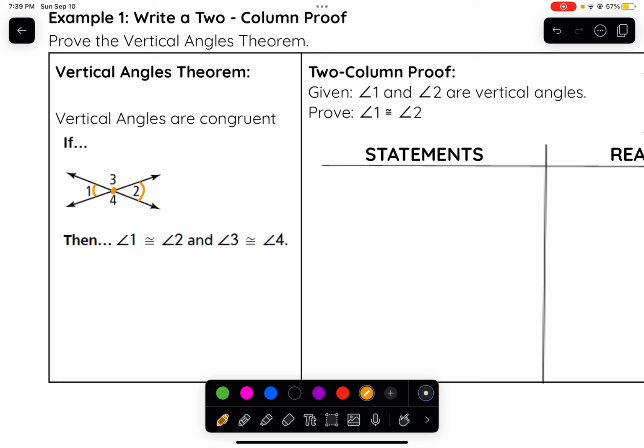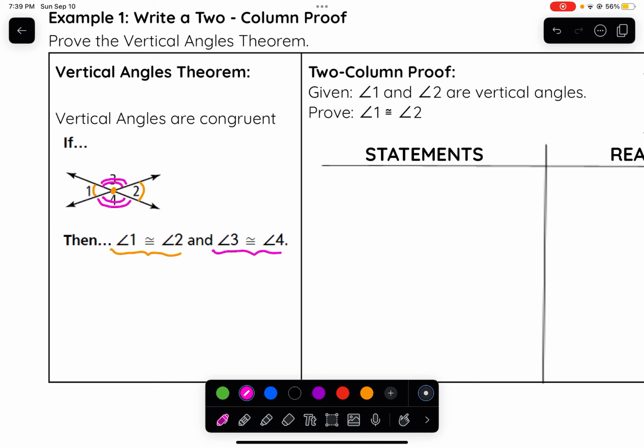Now I put little orange swoopies. That's not the real name for them. I have no idea what it is. I made up that name. So that swoopy says that angle 1 and angle 2 are congruent, as you can see right here. Angle 3 and angle 4 are also congruent. So if I were to mark angle 3 congruent to angle 4, I wouldn't use one swoopy, I would use two swoopies. So one swoopy is congruent to one swoopy, and two swoopies are congruent to two swoopies.